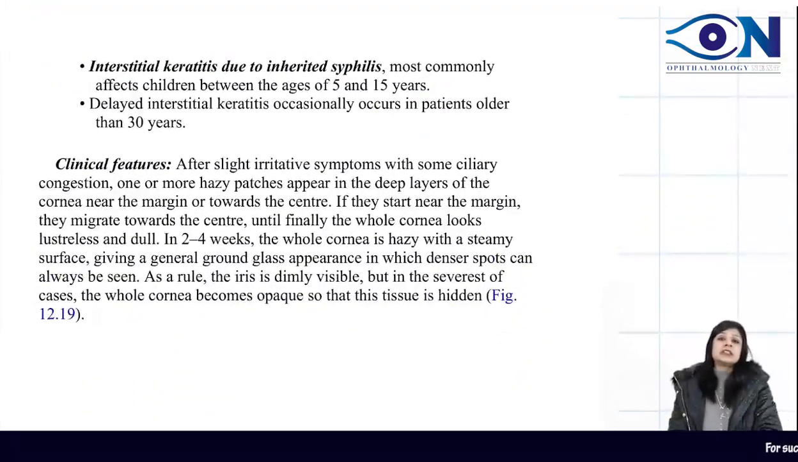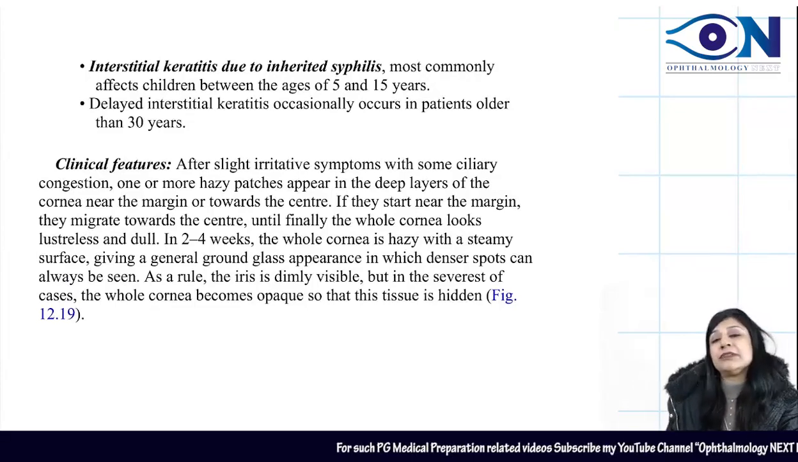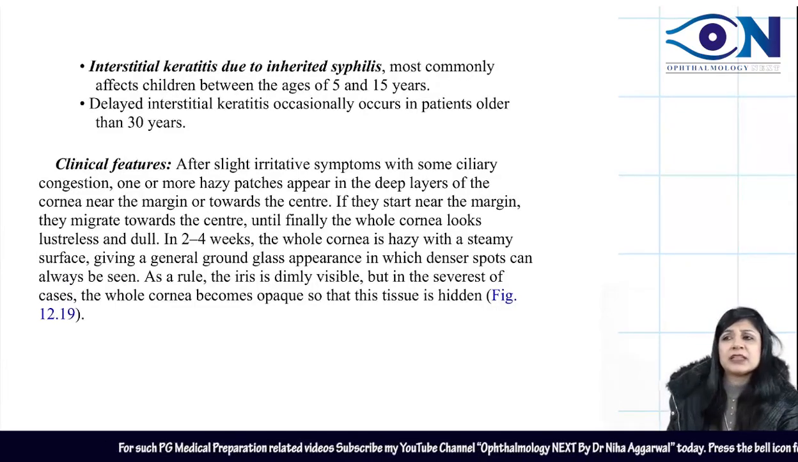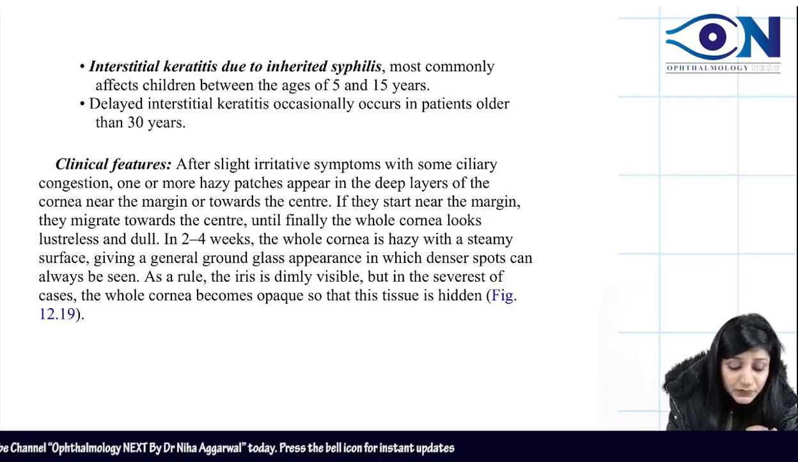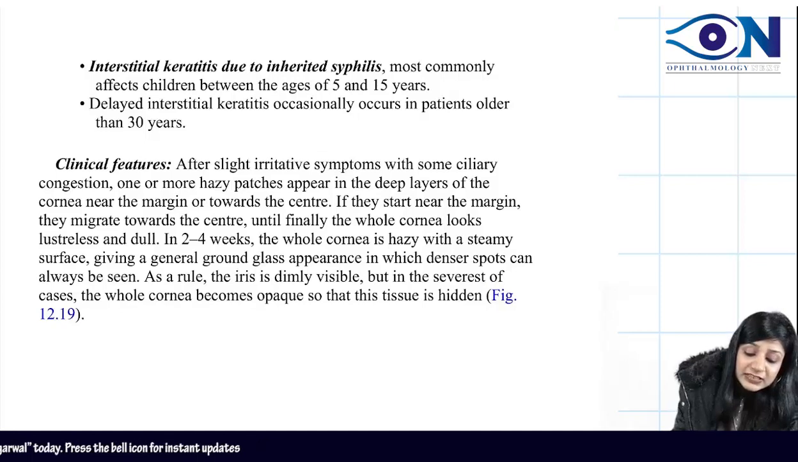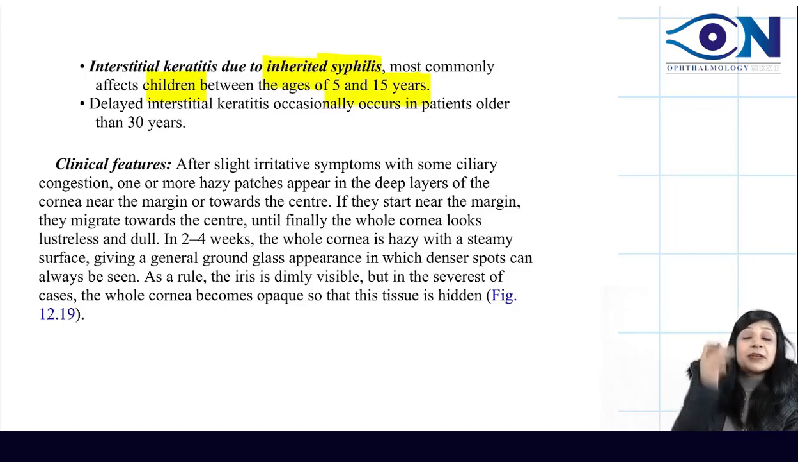Always remember that whenever we are having the congenital syphilis, we have got the early form as well as late form. Early form is having slightly different clinical features in comparison to the late form. So when I'm talking about the interstitial keratitis due to the syphilis, most commonly it is affecting the children between 5 to 15 years of age, while the delayed one is occurring in the patients who are more than 30 years of age.